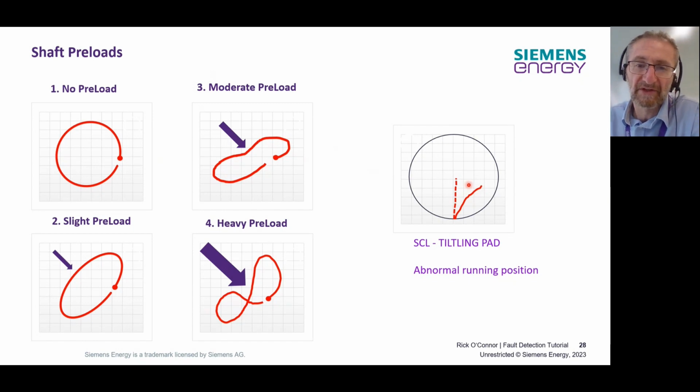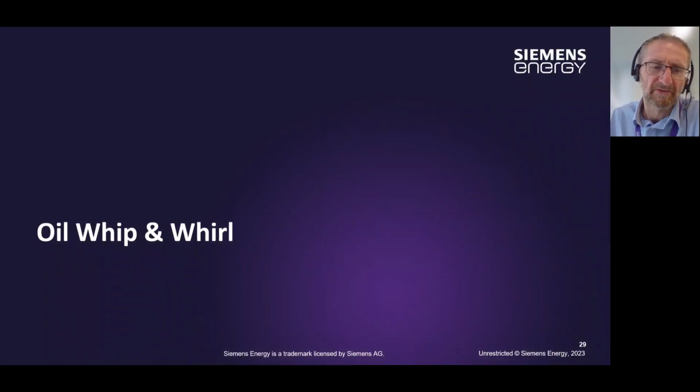Now, typical reasons for things like this to happen could be a coupling misalignment, maybe a locked coupling, or maybe your thermal or external forces. We can even get gravitational preloads, bearing preloads, and even fluid preloads. So I'm now going to just tell you a little bit about another fault condition, just to wrap up. I'm going to tell you a little bit about oil whip and whirl.